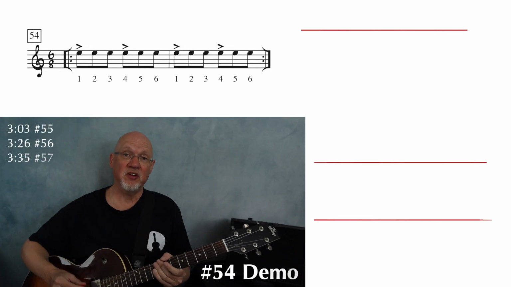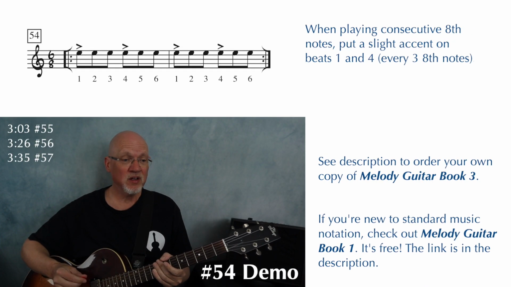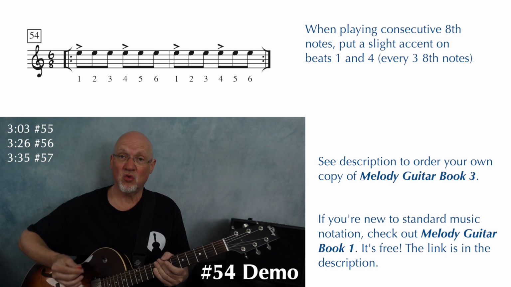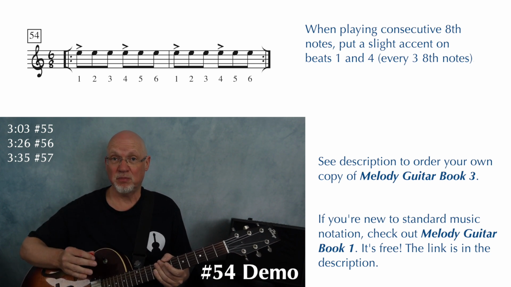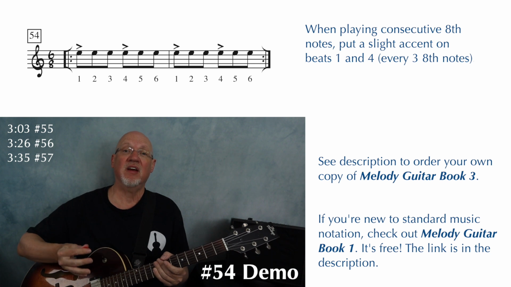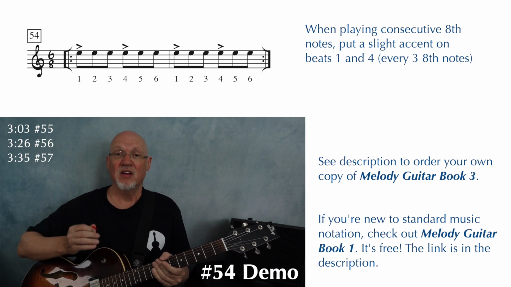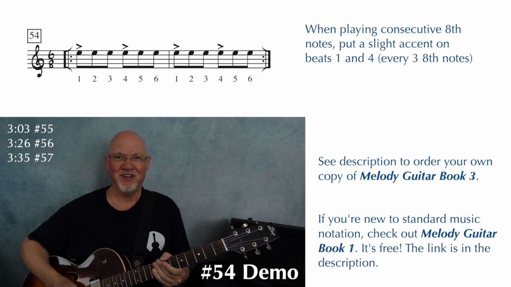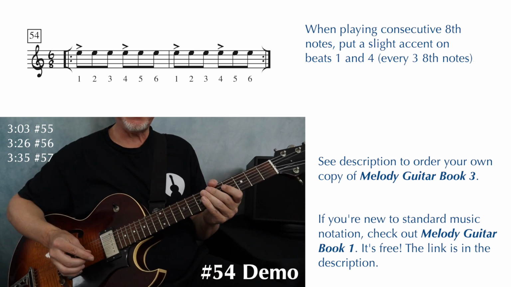So just to get things started, even though these are pretty simple, go ahead and play exercises 54 through 57. I'm going to play each of these twice. The first time I'm going to play through and count out loud. The second time I am not going to count out loud so you can hear the guitar a little bit better. Number 54 is straight eighth notes.